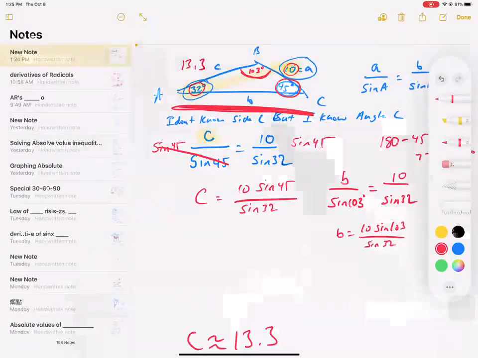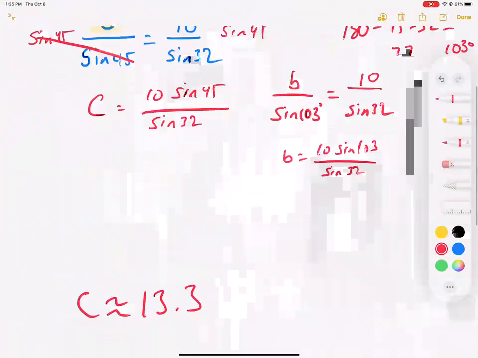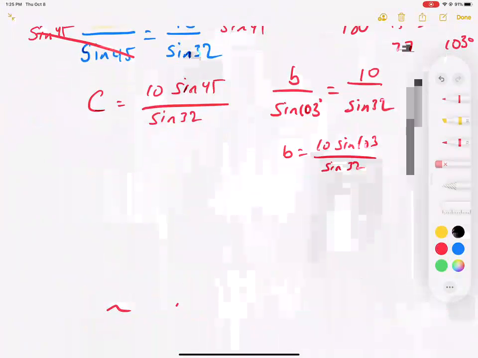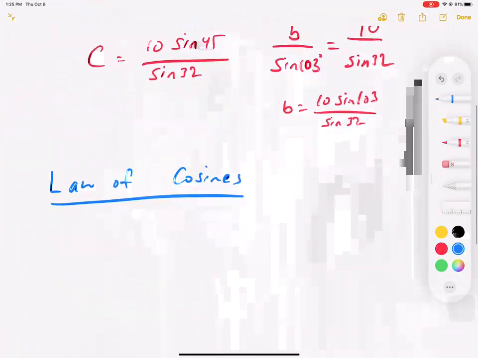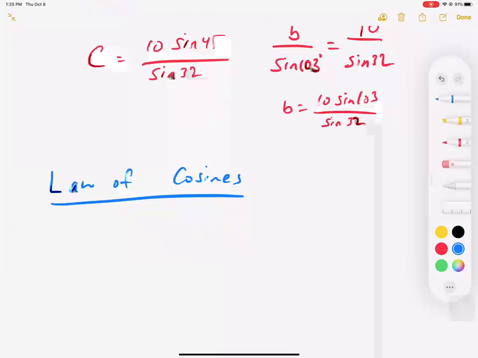Okay, so today's lesson is going to go a little bit off this, and we're going to do something called Law of Cosines. Make sure you're taking notes. Law of Cosines. Now, when do we use Law of Cosines? Pretty much the answer is when Law of Sines doesn't work. Law of Cosines works when Law of Sines doesn't work.